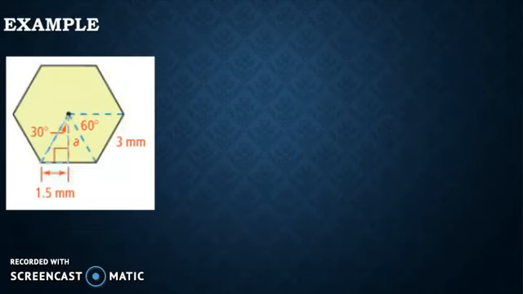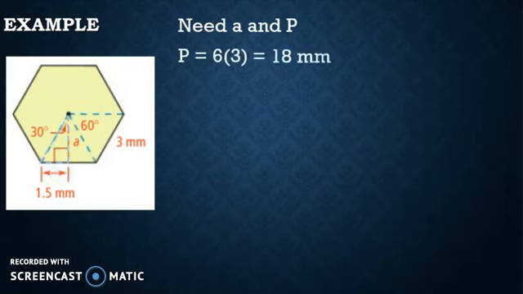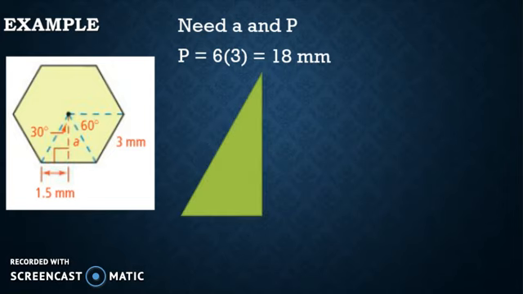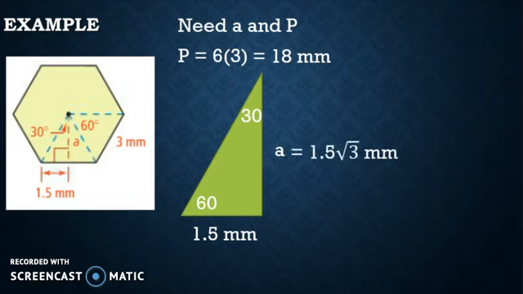First example here, we're given that side length is 3, so we need our apothem and our perimeter. Perimeter is 3 times 6 because there's 6 sides, so 18. Then we're going to take our right triangle and redraw it here. The bottom length we know is 1.5 because it's half of 3. We know it's a 30, 60, 90 and we're looking for apothem. And the long leg is times square root of 3, so it's 1.5 square root of 3.